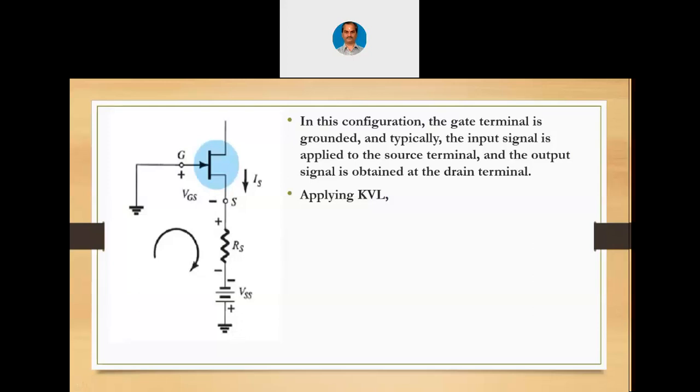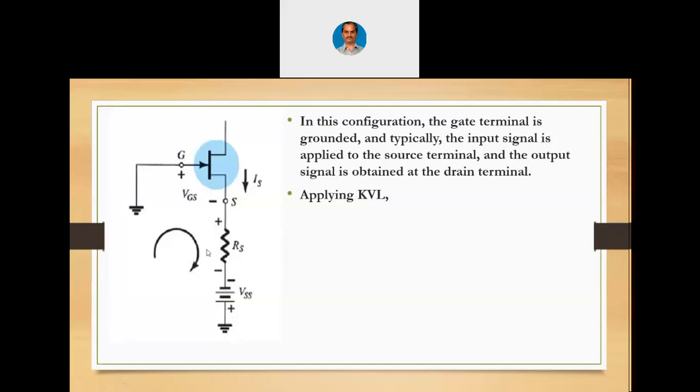So when VSS is negative, when we apply KVL, what is this now? Gate is at ground. Now there is a voltage across gate and source. Then there is a voltage across RS. Then there is this VSS. So we can simply write VGS.